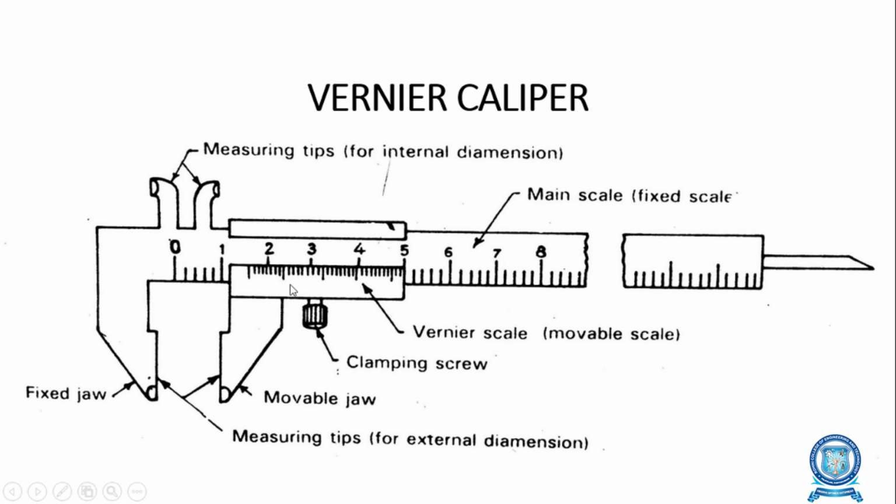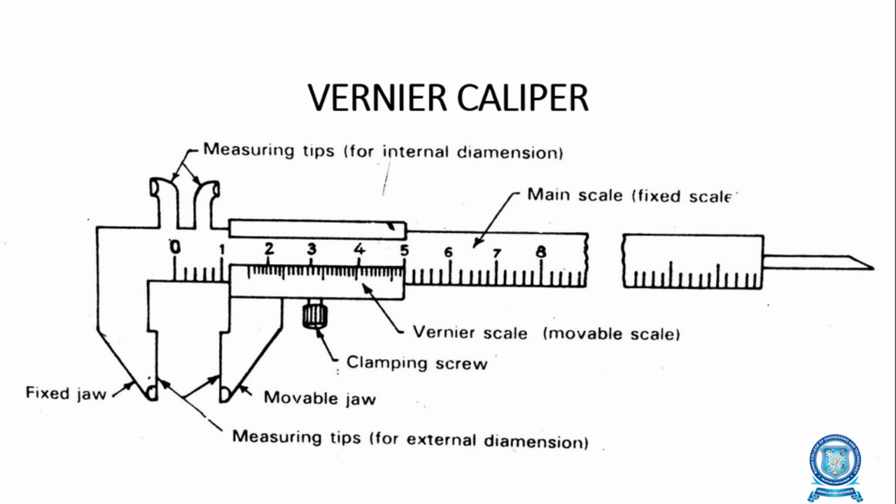And there's a clamping screw. And there's a vernier scale which is movable over the caliper. Okay, these are the different parts which are found on the vernier caliper. First, we get a clear view of the vernier caliper parts. Now we are going to look at the working of the vernier caliper.